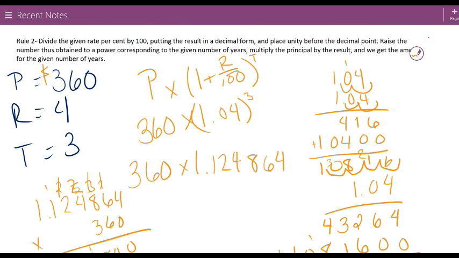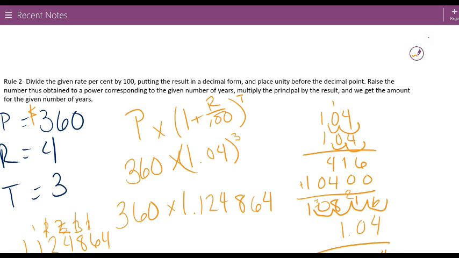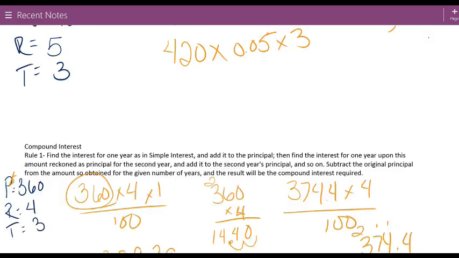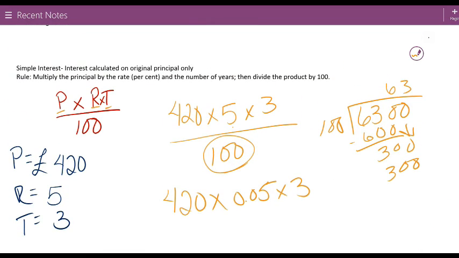So you just have to, it depends on what you're doing. Again, these equations, you just put the values in and they will work for anything. So for simple interest, we have principal times rate times time divided by 100.